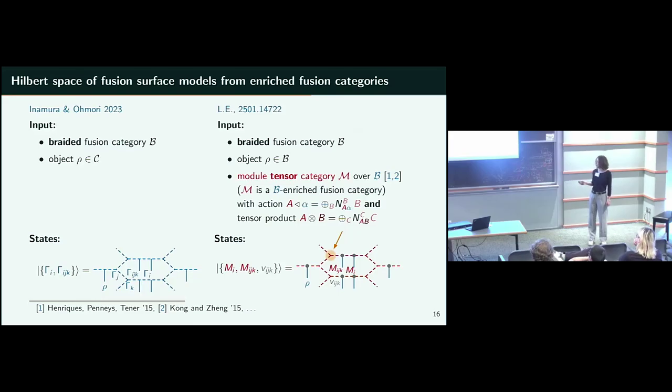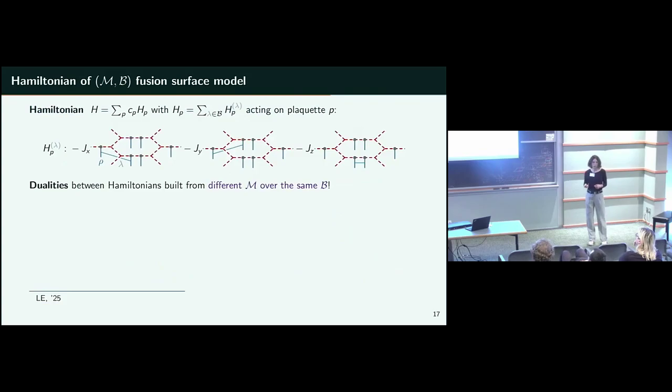And this is a well-established concept in the mathematical literature, and it's often also called a B-enriched fusion category. Okay, but basically, you can view these module tensor categories over the braided fusion category as a categorification of the module categories over fusion categories that we needed in 1+1D. And then basically everything goes through as before, so we can define the Hamiltonian in the same way. And now we get dualities between Hamiltonians built from different module tensor categories over the same braided fusion category, because again, the bond algebra of these Hamiltonians only depends on B, not on M.